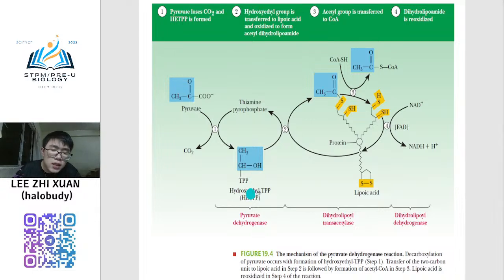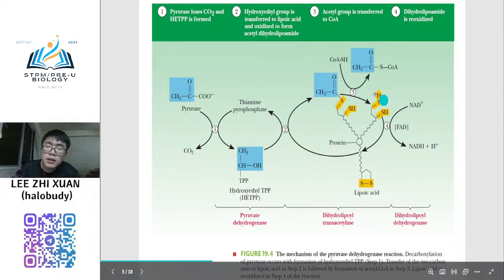But actually this one, I can say, is the common name, not the IUPAC name. Common name, HETTP. After that, this hydroxyl ethyl TPP will be transferred to lipoic acid and oxidized to form acetyl dihydrolipoamide. It will combine with this lipoic acid.